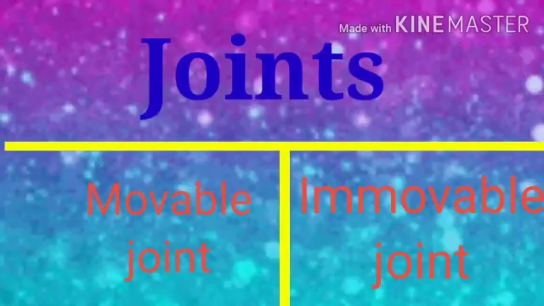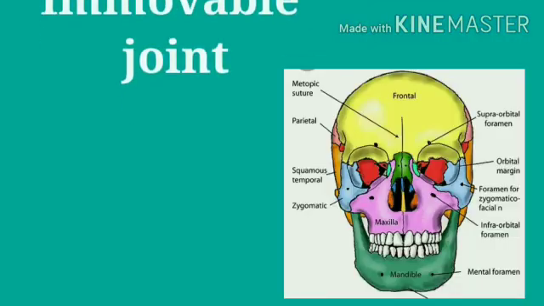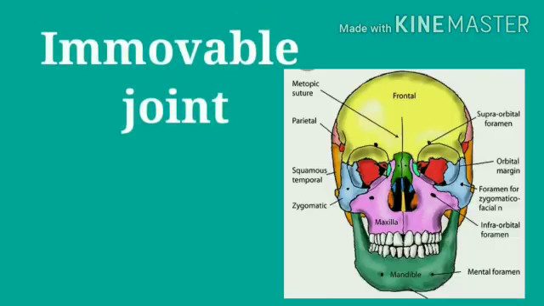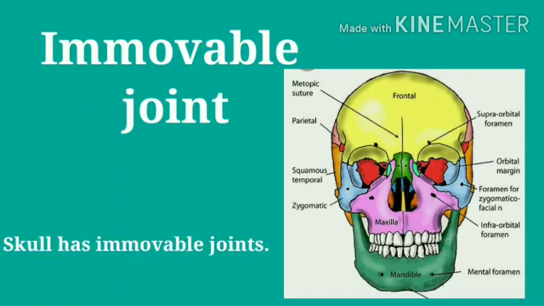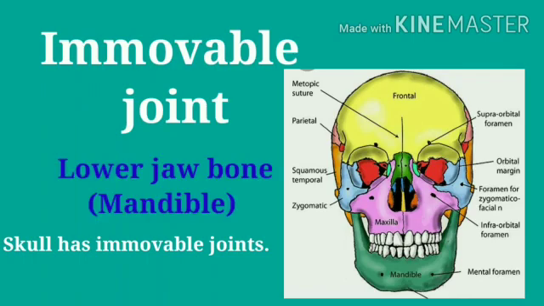Joints are of two types, movable joint and immovable joint. Let us discuss immovable joint first. Immovable joints are permanently fixed. These joints do not allow movements. This type of joint is found in the bones of the skull.